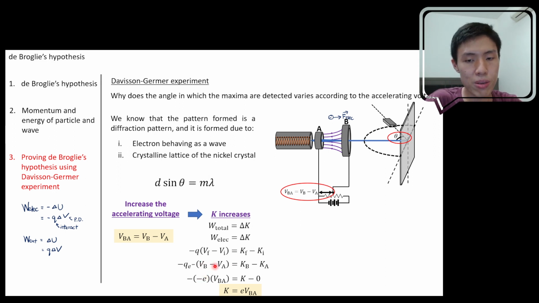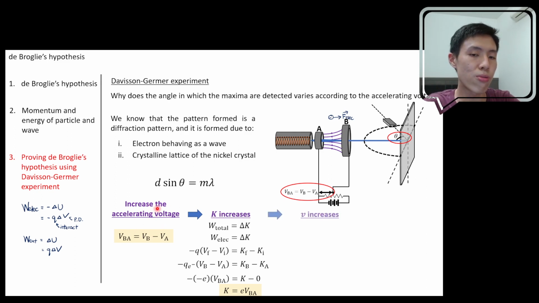Okay, so V_B minus V_A, we're going to call it V_BA. Some call it V_AB, some call it V_BA, but you get the idea, it's V_B minus V_A over here. Because there's a negative in front, the negatives cancel out, so you're left with e V_BA. So essentially, the kinetic energy K of the electron when it arrives at this point is equal to the elementary charge multiplied by the accelerating voltage. Through this equation, we know that if we increase our accelerating voltage V, we are going to increase K. This is how we relate K and accelerating voltage V.